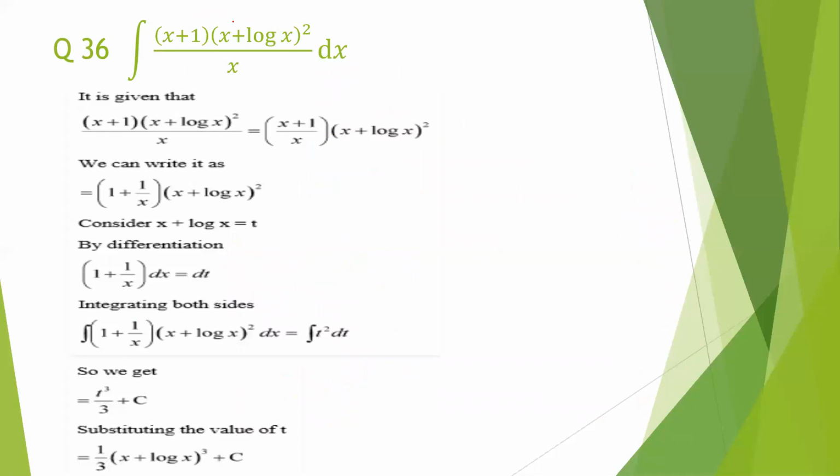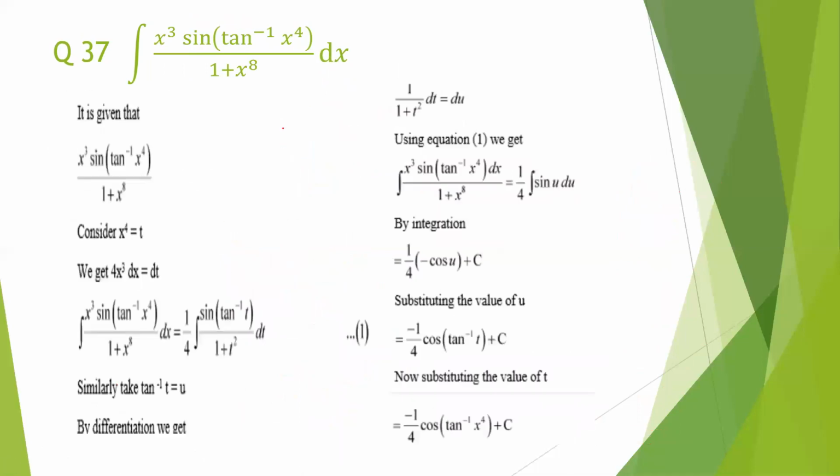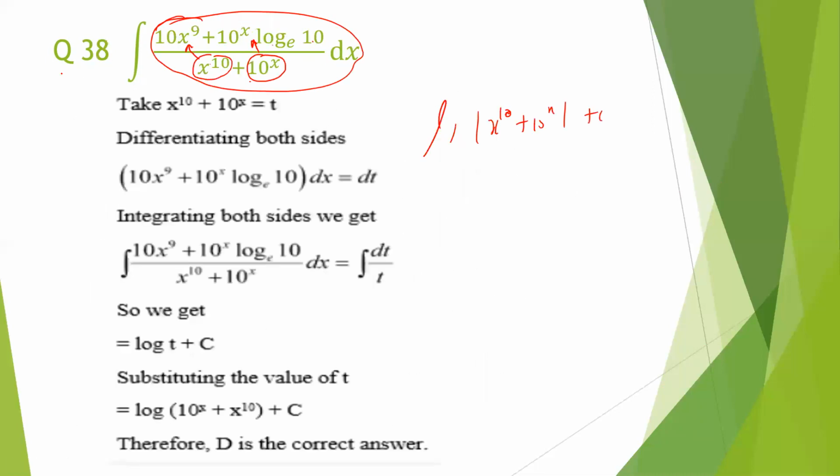Here you have to take x plus log x as t. Next, try to identify now tan inverse x power 4. What is the derivative of tan inverse? 1 upon 1 plus x square, which is present there. And what is the derivative of x power 4? 4x cube, that is also present. So take tan inverse x power 4 as t. Clear? This question we have done already.